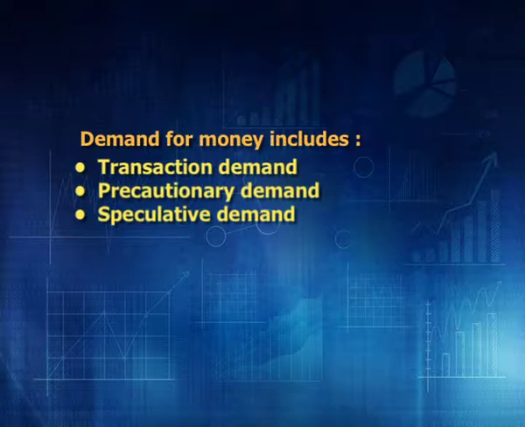The LM curve represents equilibrium in the money market. The money market is in equilibrium when demand for money equals supply of money. Demand for money has three motives, which include transaction demand, precautionary demand and speculative demand. But we will understand only two demand motives here, that is transaction motive and speculative motive.